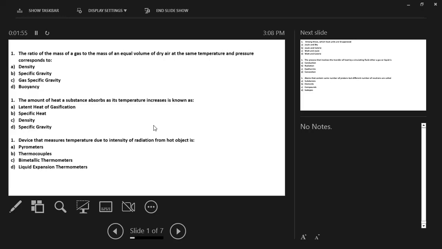Yes, specific heat. Okay, a device that measures the temperature due to intensity of radiation from a hot object is, yes, Raji, you are right. It is pyrometers, right? Pyrometers are the ones that only measure the intensity of the radiations.